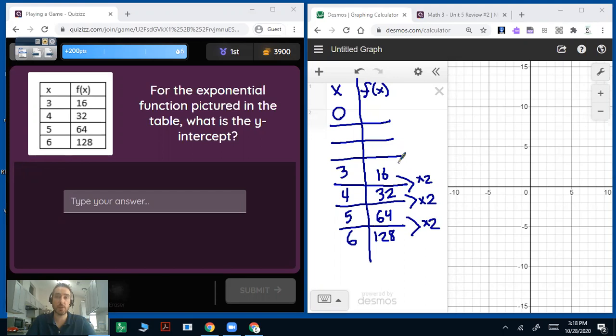If we work backwards, we could divide 16 by 2 and you would get 8. So for x is 2, f of x is 8. Then you could go to 1, and that would be 4. And then finally going to 0, that would give you 2. So your y-intercept is whenever x is 0, so it's going to be 2. Your answer will be 2.